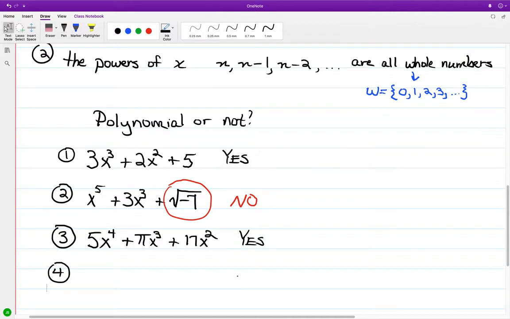And let's add a case here. Say we have the square root of 7 x to the 9th plus 19x to the 4th minus the square root of 22 times x. Square root of 7, 19, and the square root of 22, all of these are real numbers. And for the powers of x, we have 1, 4, and 9. All of those are whole numbers. So the fourth example is a case of a polynomial.